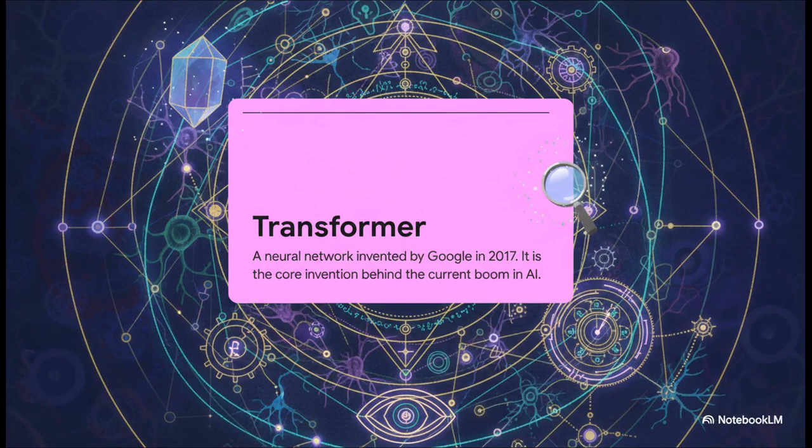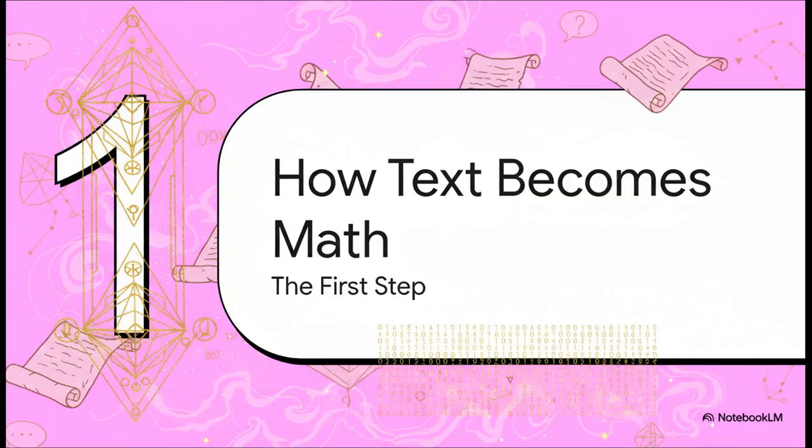So what is a transformer? Well, at its heart, it's a special type of neural network architecture that a team at Google came up with back in 2017. And get this, it was originally designed just for translating languages, but it turned out to be so powerful that it became the core invention, the very engine behind this whole AI boom we're in the middle of right now.